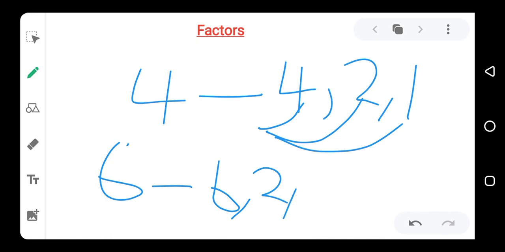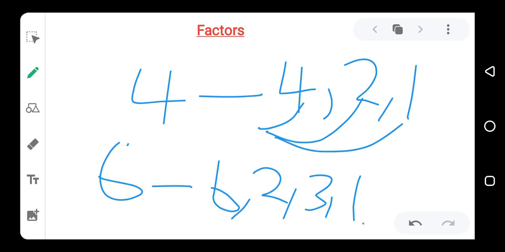Then 3. 6 divided by 3, you get 2. Then 2. 6 divided by 2, you get 3. There is no point, so 3 is also a factor of 6. Then, what other thing? 1. 6 divided by 1, you get 6. There's no point. So, the factors of 6 are 6, 2, 3, and 1.